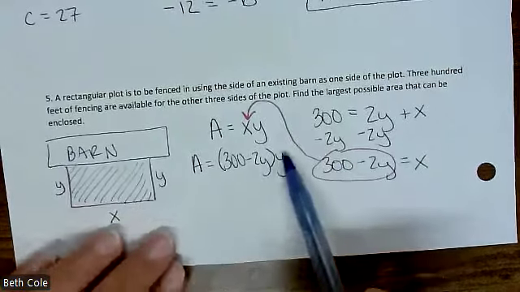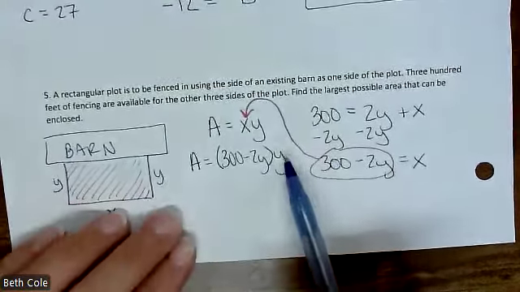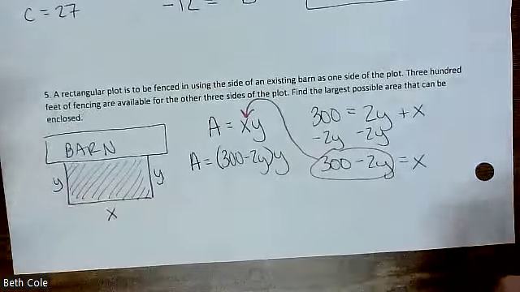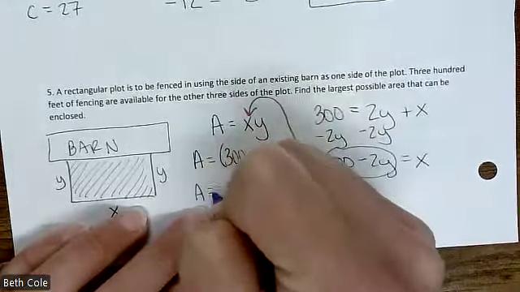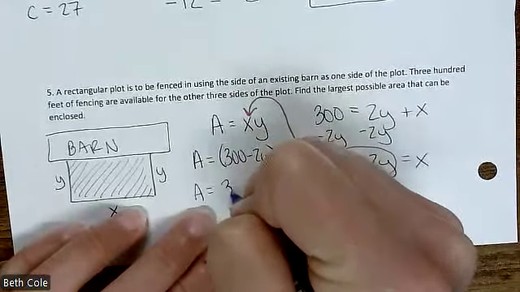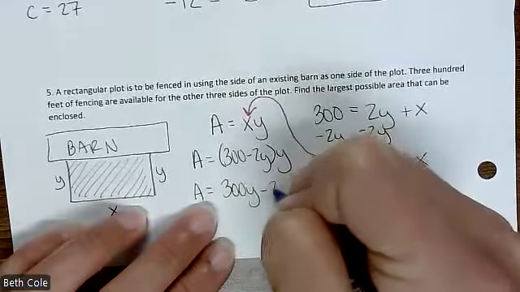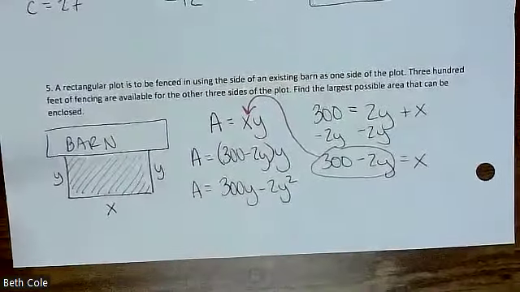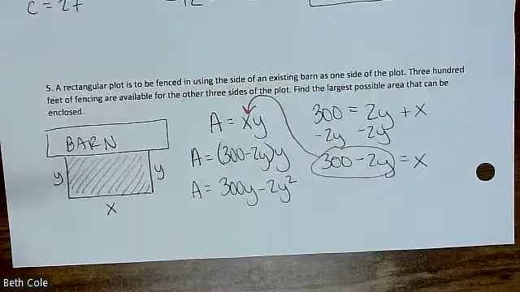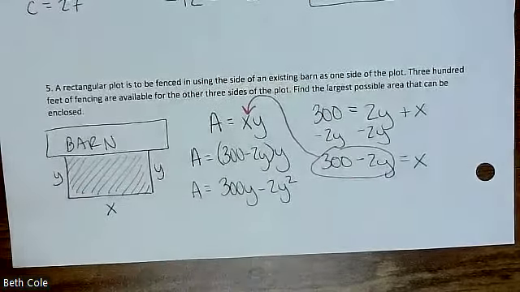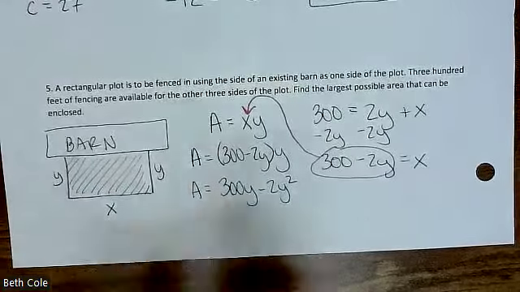What do you feel like we should do with this y outside? You kind of want to let your instinct kick in there. Yeah, distribute, multiply it through there. So that would be 300y minus 2y squared. And I forgot what we were doing. Can we reread the problem? What am I trying to find here? What did we want? The largest possible. That is the maximum.